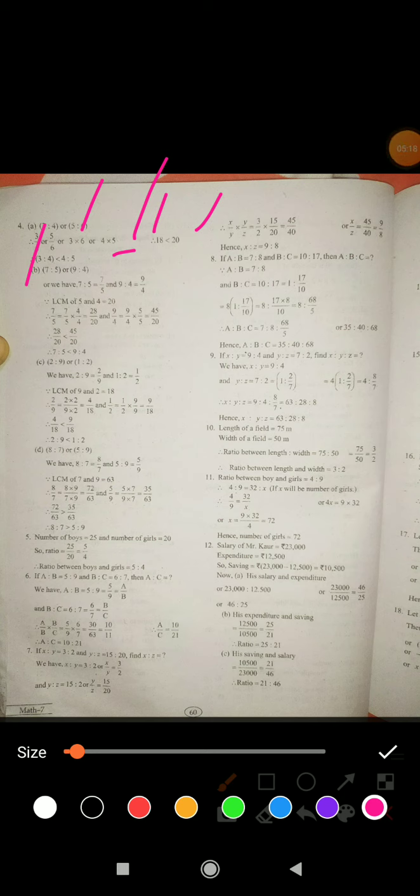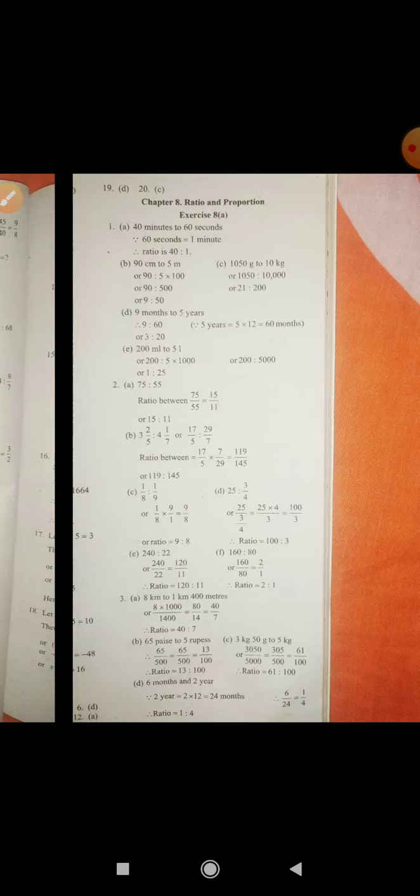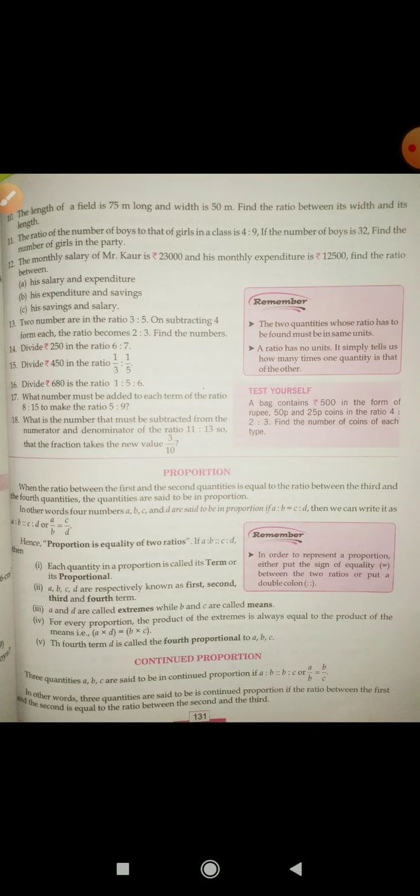So these are all the solutions of the questions here. Question numbers 5, 6, 7, 8, 9, 10, 11, 12. Complete all these questions. You can also complete questions till number 18. So complete exercise 8A. You can write this down in your notebook.